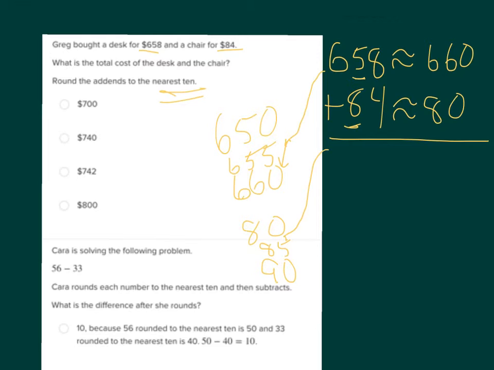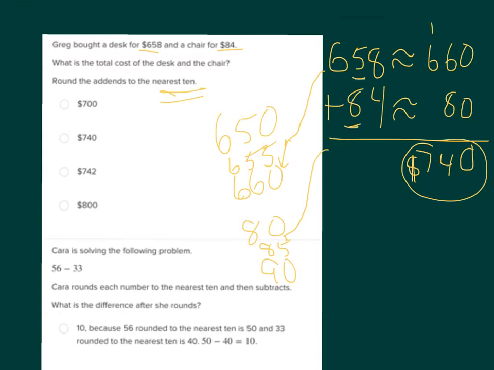Okay, so I have to add 660 plus 80. I should line up my numbers a little better, so I think I will. Let's write the 0 right under the 0, the 8 right under the 6. Now when we add them up, 0 plus 0 is 0, 8 plus 6 is 14, and 6 plus 1 is 7, 740. That's about the total cost of the desk and chair, $740.